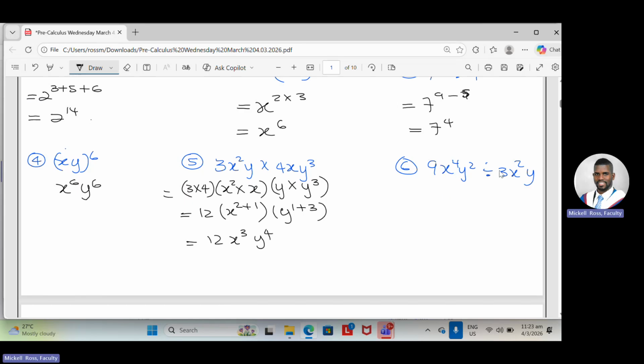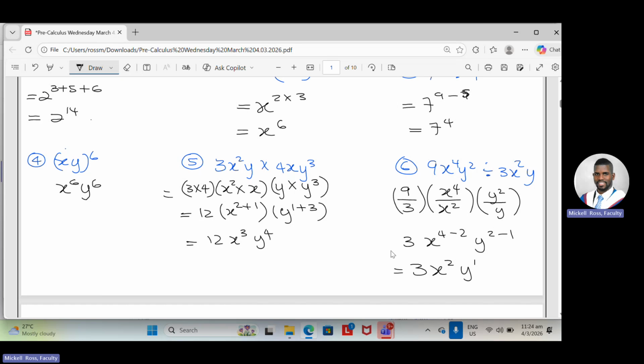These two are dividing, so the numbers will divide and the corresponding variables will also divide. But remember, when you're dividing the variables, you subtract their powers once the base is the same. So 9 divided by 3 is going to give us 3. We're going to get x to the 4 minus 2 and y to the 2 minus 1. So this is going to give us 3x squared, y to the 1, or if you just want to write y alone, that's also fine. All right.